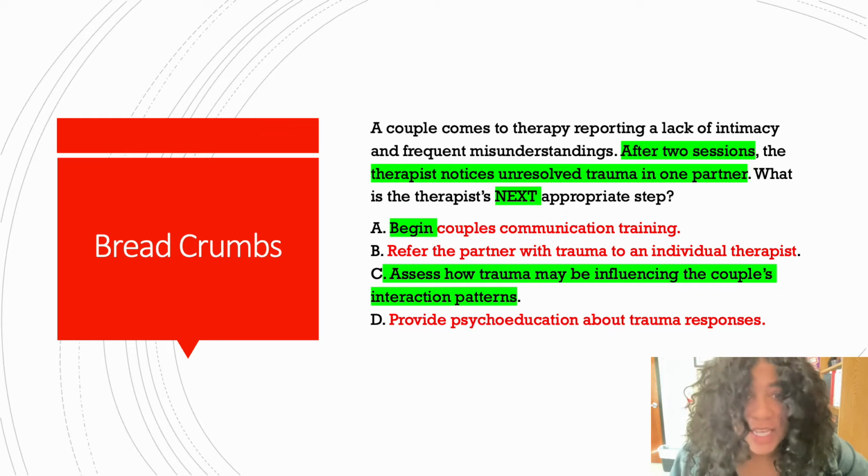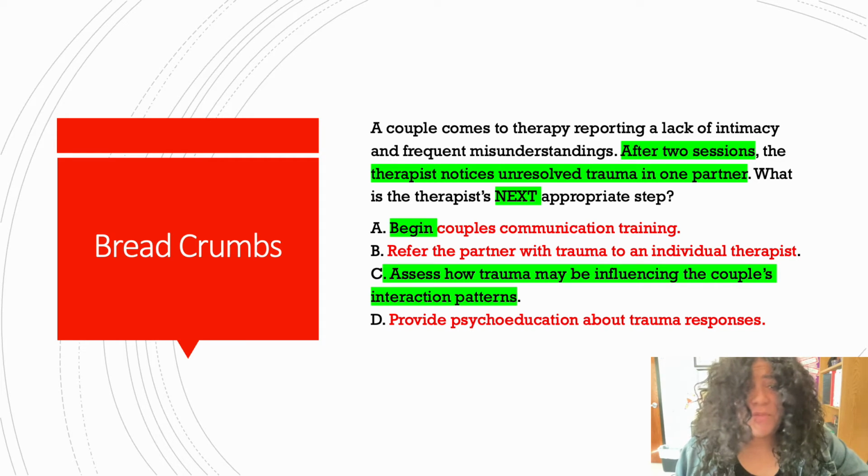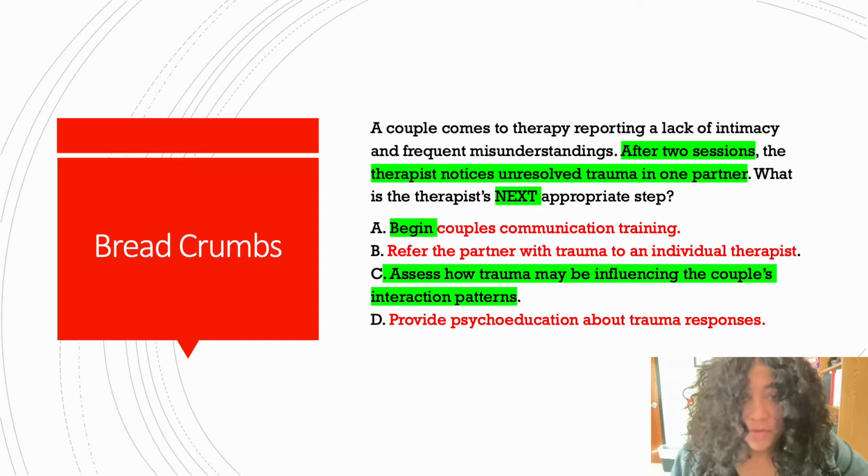Assess it first. Assess how the trauma may be influencing the couple's interaction patterns. Assess first. See what the trauma is. See how it's influencing before you try to start providing psychoeducation. You don't even know what the client's trauma responses are. And plus, providing psychoeducation, again, is something that's active. That's something you would do in the middle phase of therapy, right?